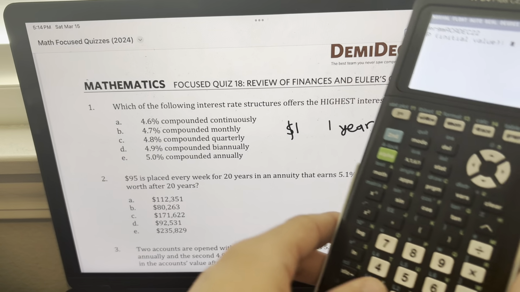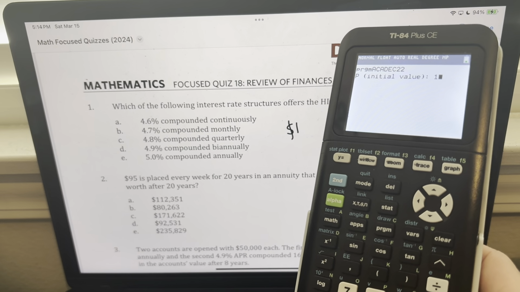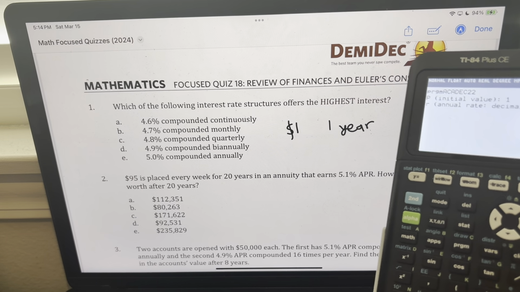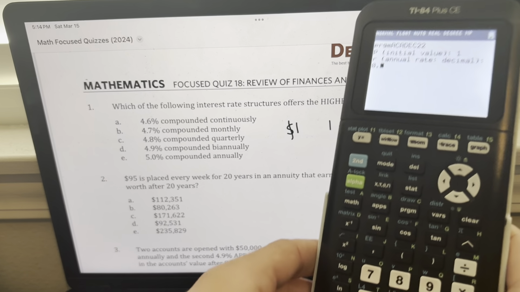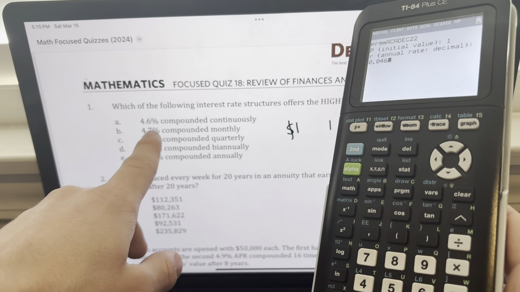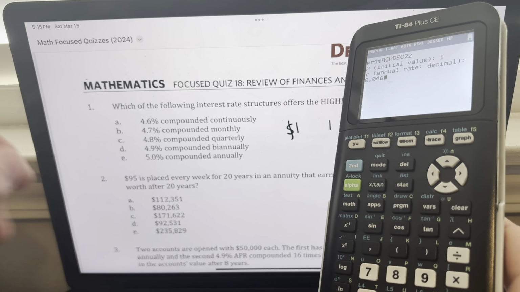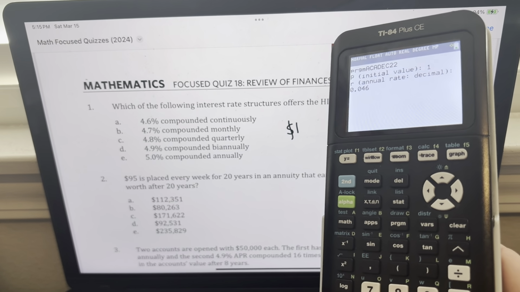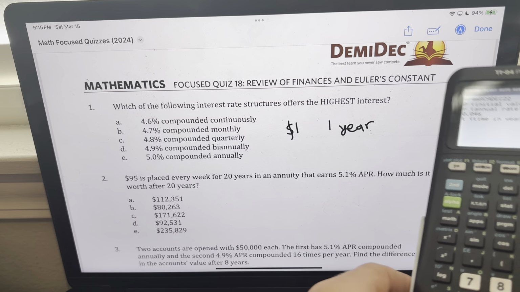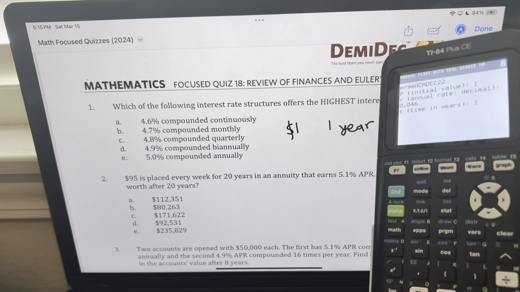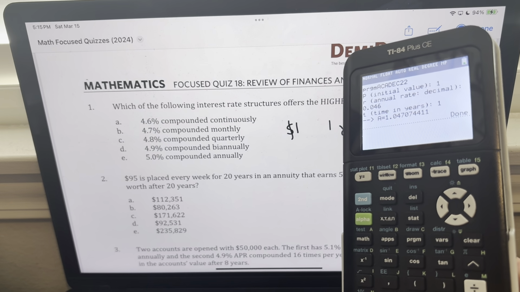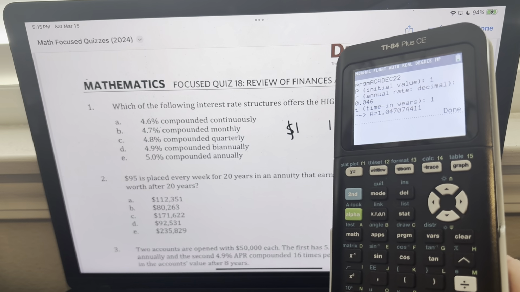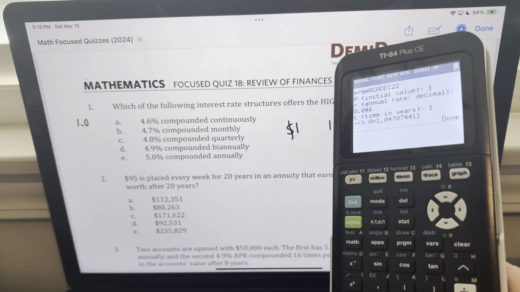Initial value, we said that it's going to be $1 because it's just a basis of comparison. So if it ever just says what's the highest general interest, you could just use 1 as a basis for everything. The rate it gives you is 0.046. Make sure you're putting it as a decimal, so moving that decimal place over 2 times to the left instead of 4.6%. And then we get our time in years, which is going to be 1 year, we said. Remember, we're just doing a basis of comparison. And we already get 1.04707.